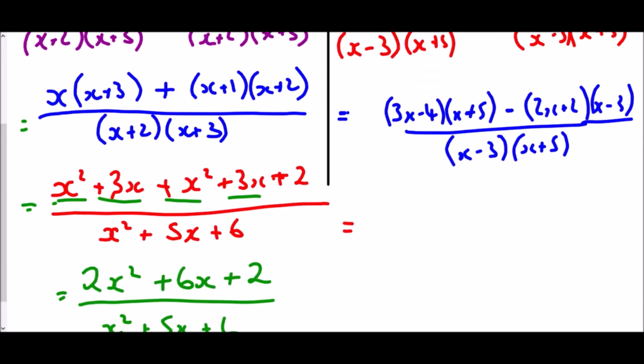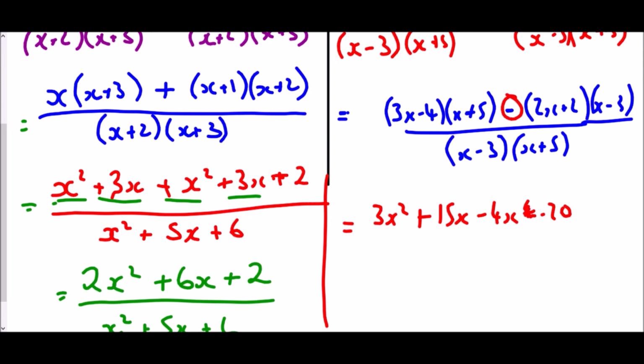So if we expand out all of our brackets here, so I've got 3x times x, that is 3x squared. 3x plus 5 times 5 is plus 15x. Negative 4 times x is take away 4x, and negative 4 times 5 is take away 20.